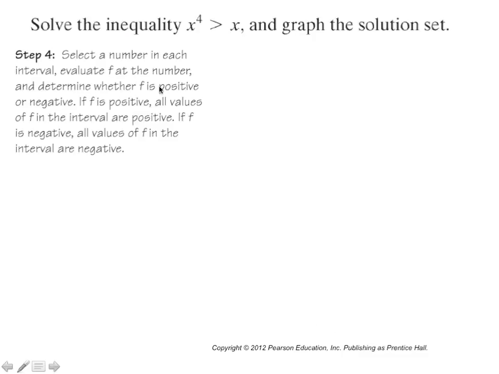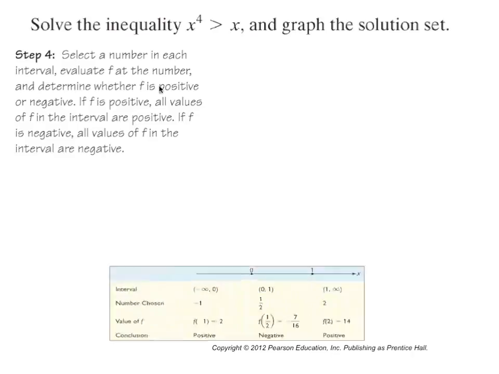So then what we do is pick any number that we want in that interval and evaluate f at the number. All we care about is whether f is positive or negative. What it really means is that if f is positive, then all values in the interval are positive. But if f is negative, then all values of f in the interval are going to be negative.